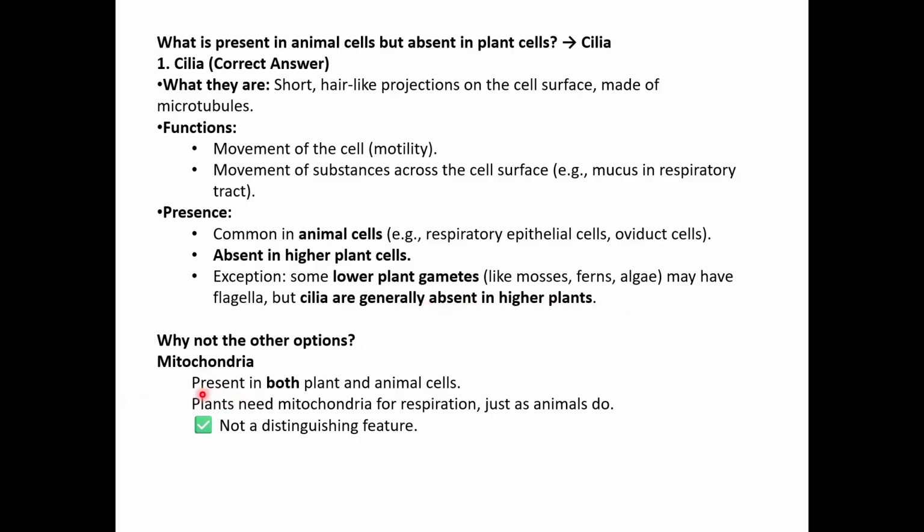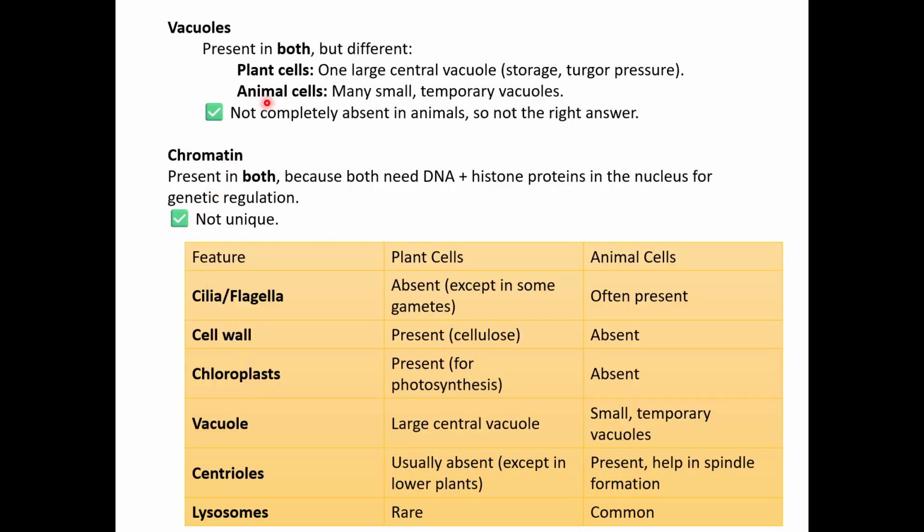And other options are mitochondria. Mitochondria are present in both plant and animal cells because both cells have to respire and produce energy. So this is present in both. Vacuoles are present in both because a vacuole is needed for storage and other functions, like pinocytosis or phagocytosis, etc. And it's not completely absent in animals. Then chromatin is definitely present in both because it's the DNA and it is required for the cell to survive.